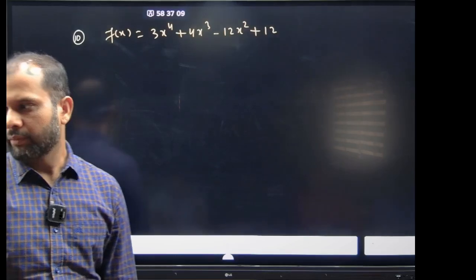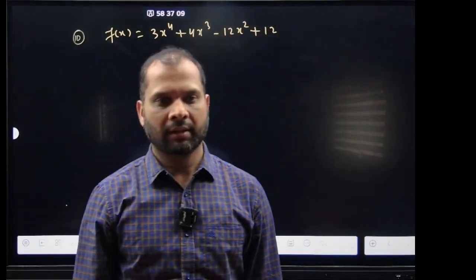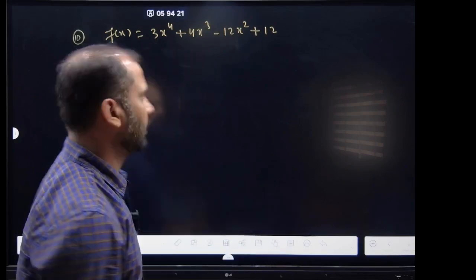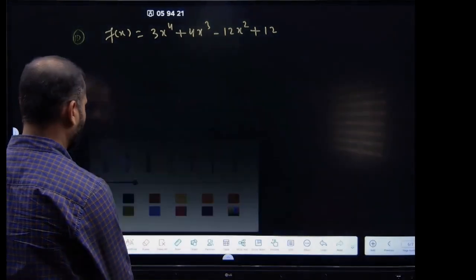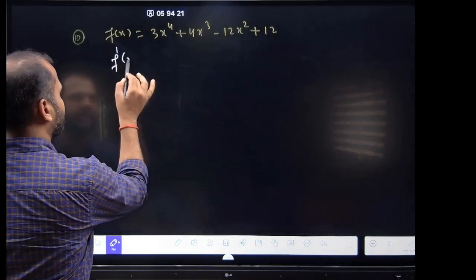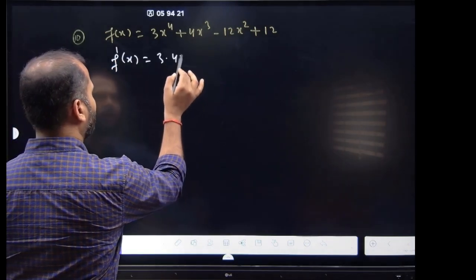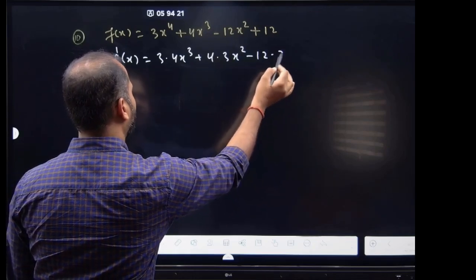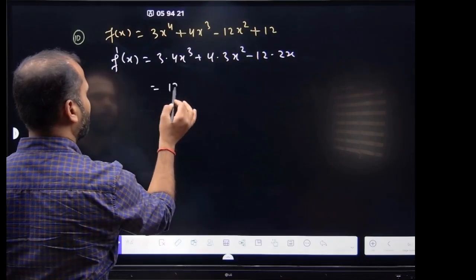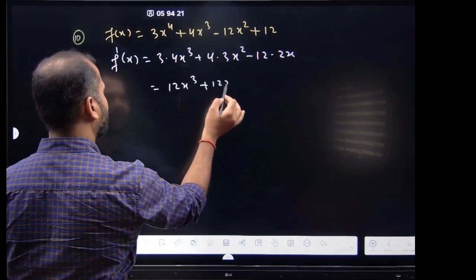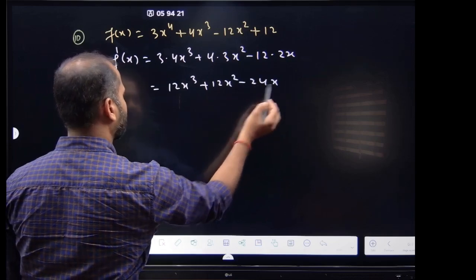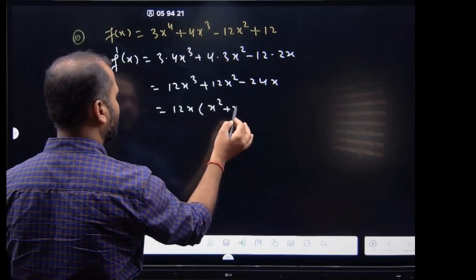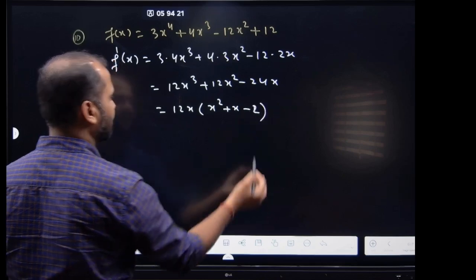What do we have to do? We have to maximize and minimize it, right? So, how to find the maxima and minima of this? First step is differentiate it. So, I will be differentiating, f dash x. So, 3 into 4x cube, 4 into 3x square, minus 12 into 2x. So, 12x cube plus 12x square minus 24x. What common can you take? 12x I think I can take common, x square plus x minus 2. Can I write like this?